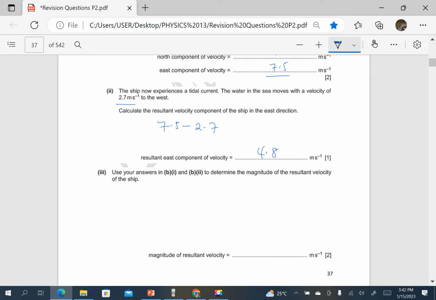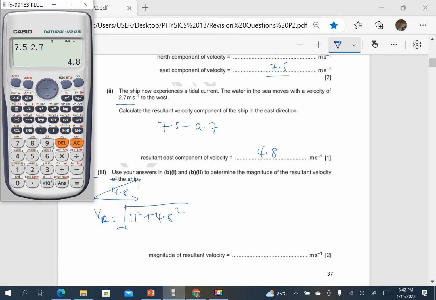Use your answer in B Roman 1 and B Roman 2 to determine the magnitude of the resultant velocity. So in the east, we have 4.8. And of course, in the north, it has not changed. In the north, we have 11 or 10.6. Since they are at 90 degrees, we use Pythagoras theorem to find the resultant. So V resultant is going to be equal to the square root of 11 squared plus 4.8 squared. And that is 12.00, so that is 12.